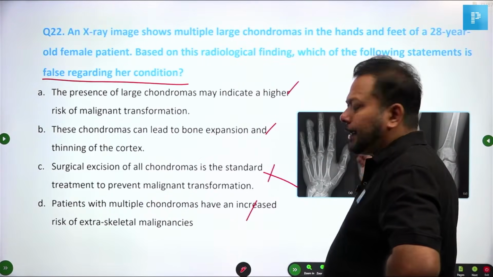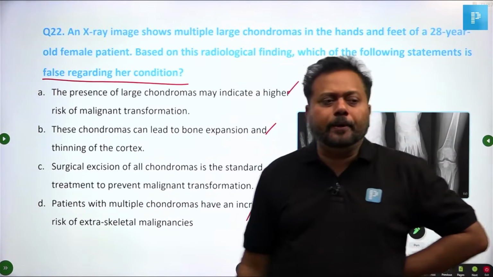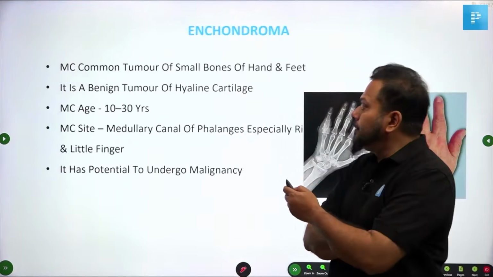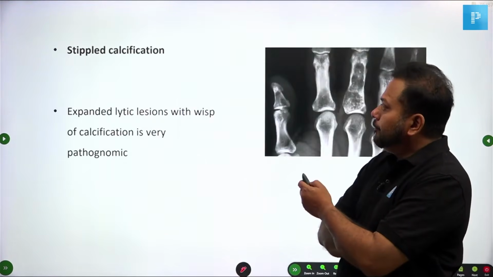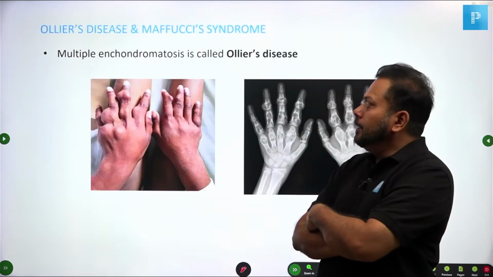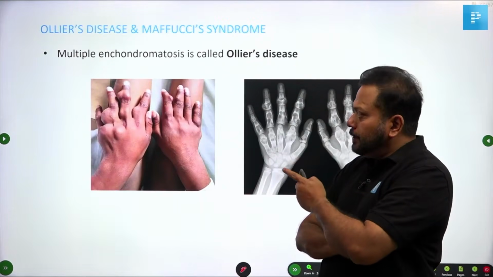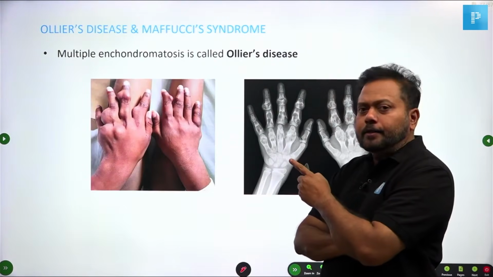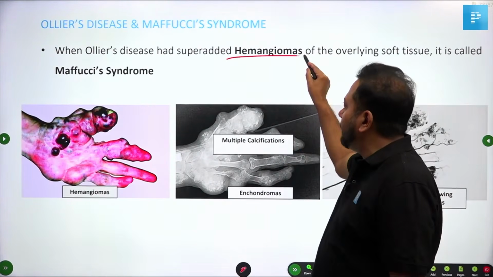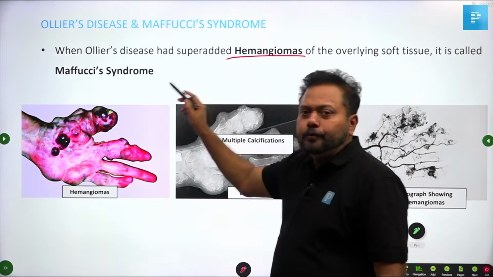So this is a case of multiple enchondromatosis. Multiple enchondromatosis is called Ollier's disease. When this Ollier's disease is superadded with hemangiomas, that is called Maffucci syndrome.